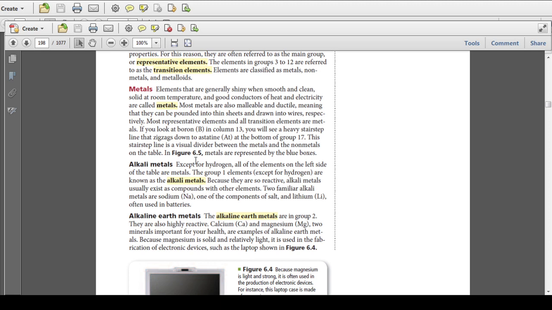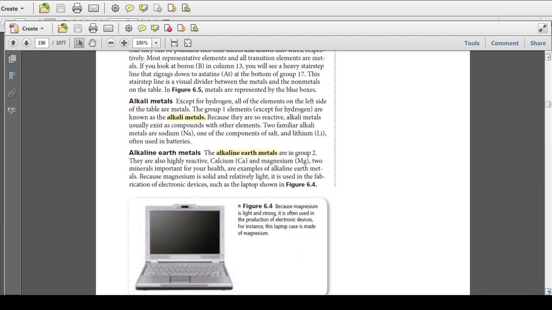Alkali metals. Except for hydrogen, all the elements on the left side of the table are metals. The group 1 elements, again except for hydrogen, are known as the alkali metals. Because they are so reactive, alkali metals usually exist as a compound with other elements. Two familiar alkali metals are sodium, one of the components of salt, and lithium, which are often used in batteries.